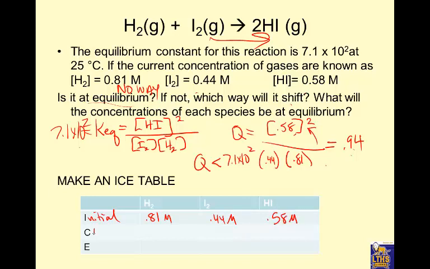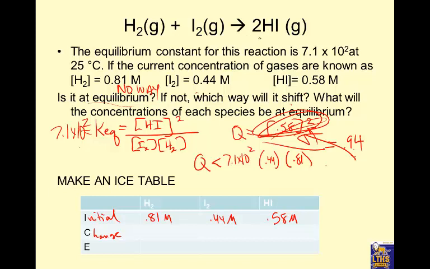So what does the I stand for in an ICE table? Initial. C is the change. The change that's going to have to happen. Well, we know we're not at equilibrium, so it's going to have to change. And when it changes, HI is going to have to get bigger. How is that going to get bigger? Well, anytime this gets bigger, it's because this turns into it. So if we don't know a number, we always put X.